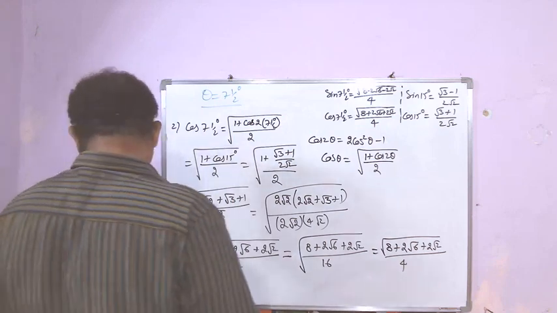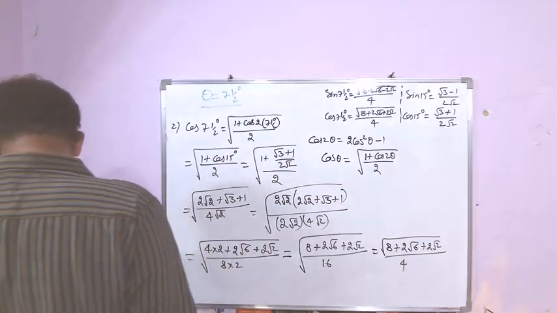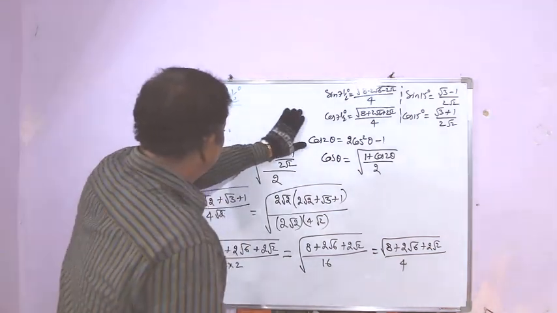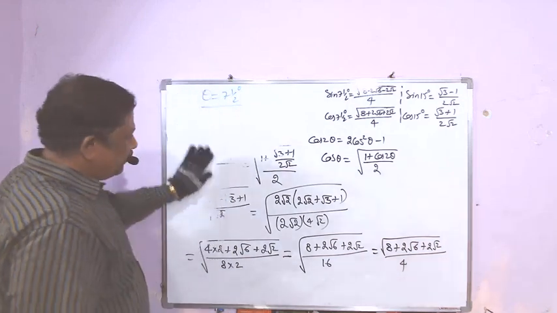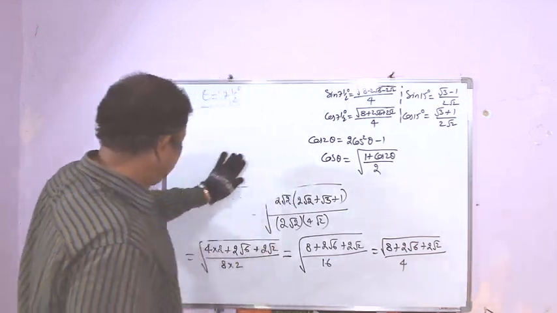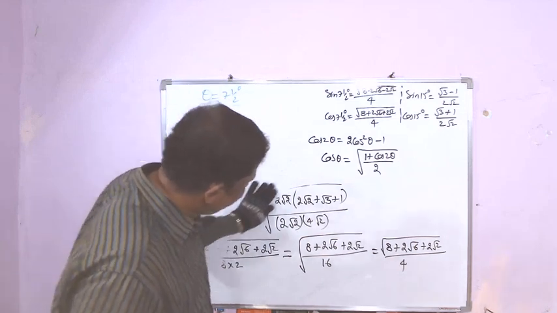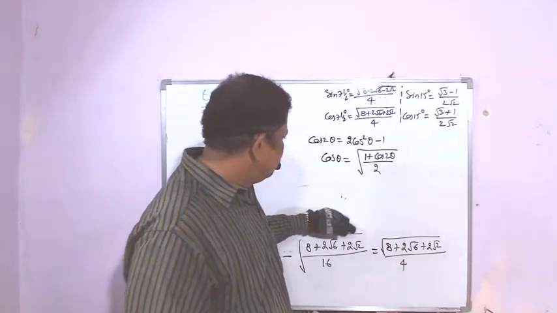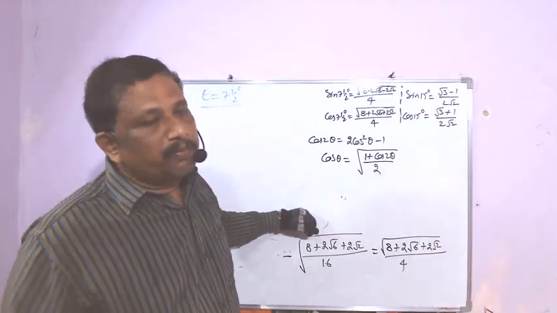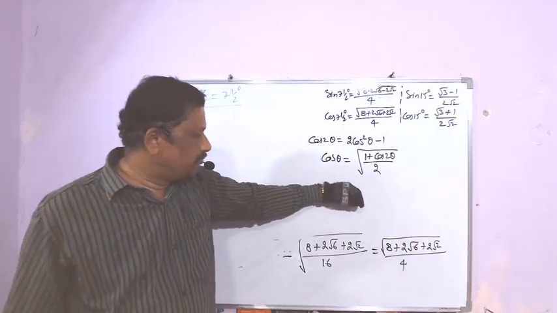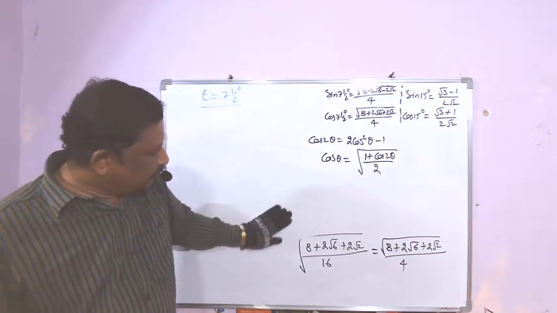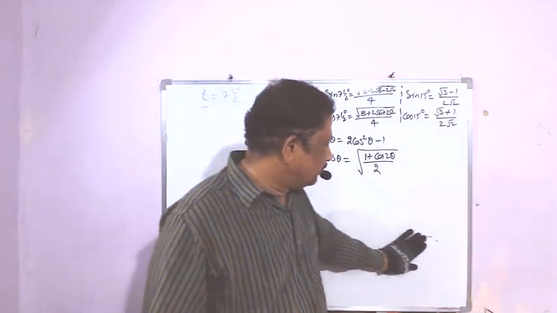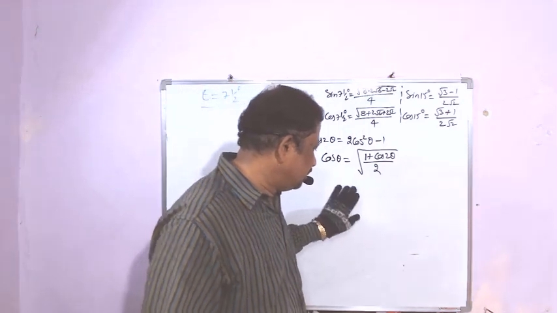Next we will find tan 7.5 degrees. Which formula do you have to use for tan 7.5 degrees? It is better to use the formula in the form of 2 theta, so that we can make 7.5 into 15 degrees. We can easily convert 7.5 into 15 degrees. 15 degrees values we already derived, those values we can easily substitute.